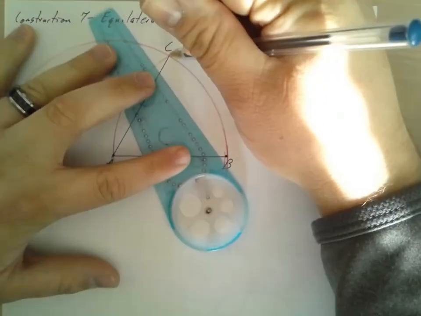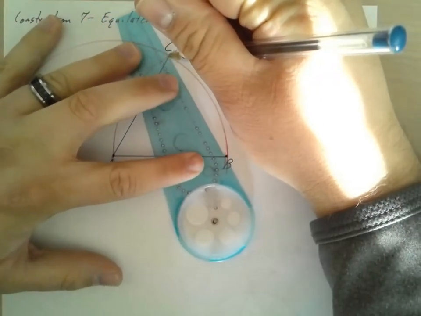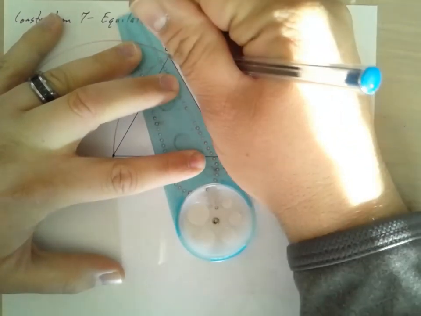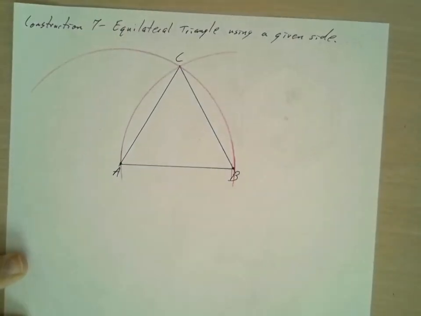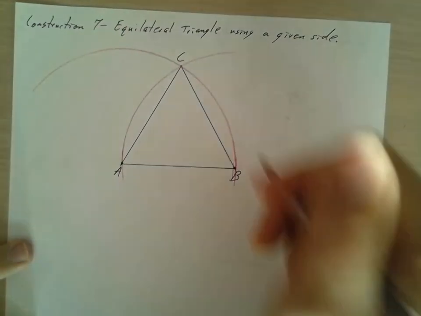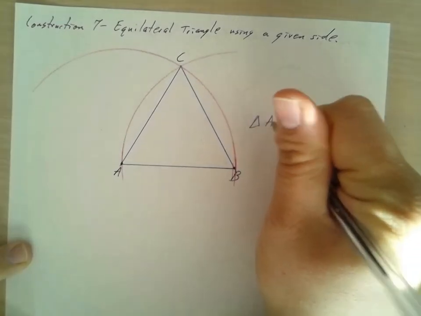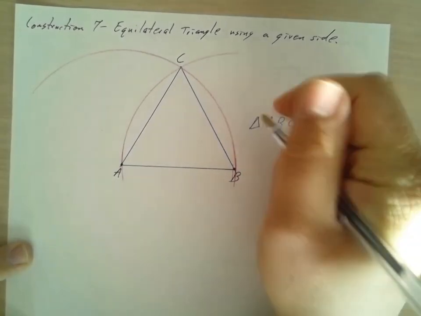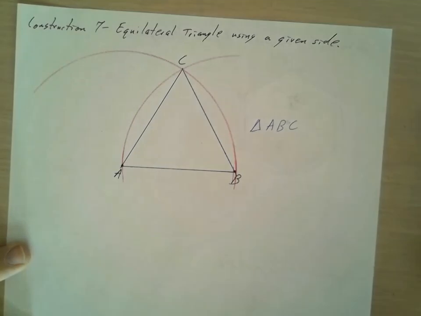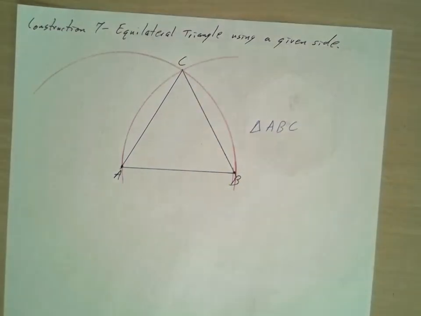So I go ahead, come in, look at that, I draw it, and there, I've gone ahead and constructed triangle A, B, C, and it is equilateral. And that's all I need for the equilateral triangle.